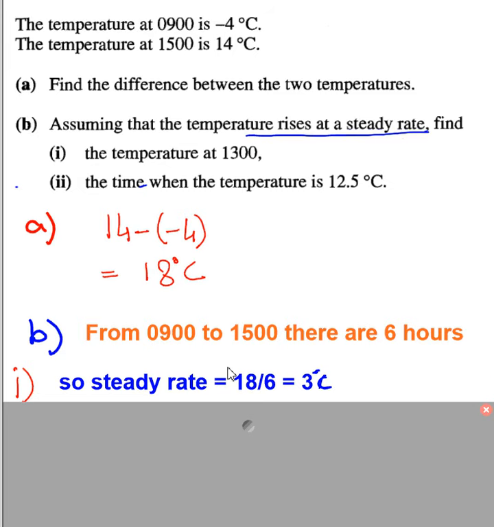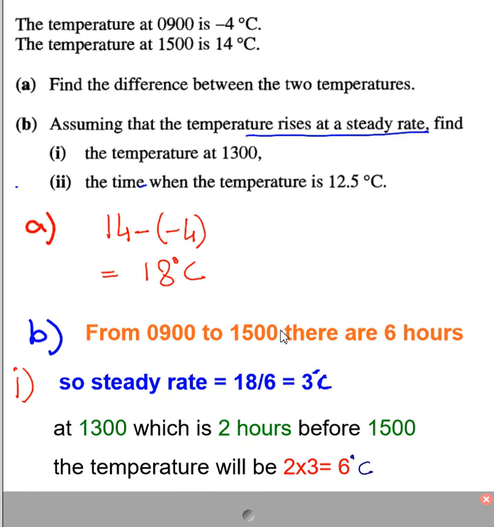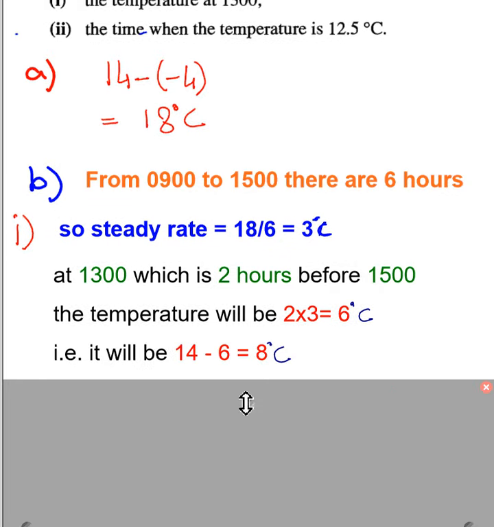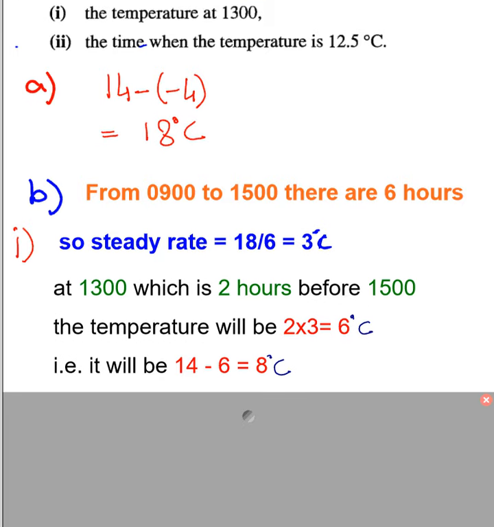So before I show you the solution, let's do it mentally. At 1500 it was 14 degrees centigrade. So 2 hours before, what was it? In every hour it is 3 degrees centigrade, so 2 hours mean 6 degrees centigrade. So I can subtract 6 degrees from 14 degrees centigrade, and I will know the temperature at what? At 1200, right? This is what the question is asking here.